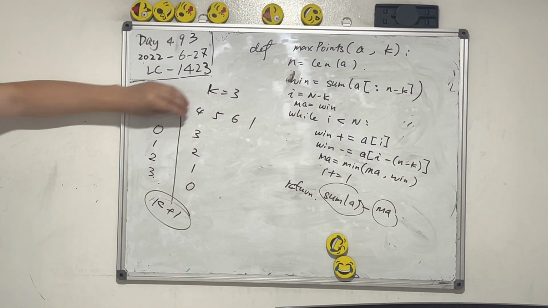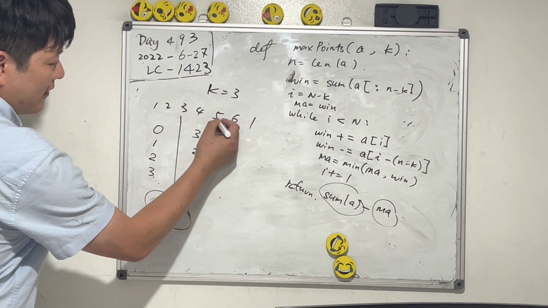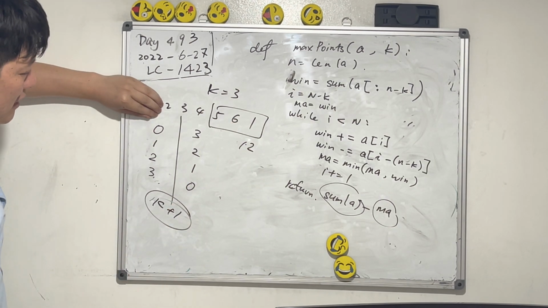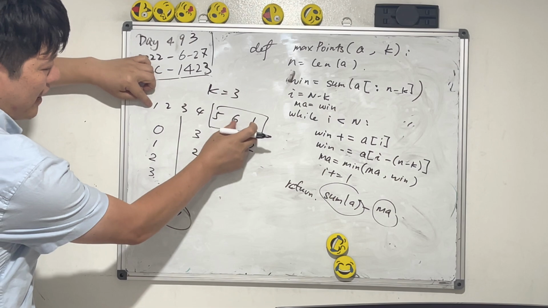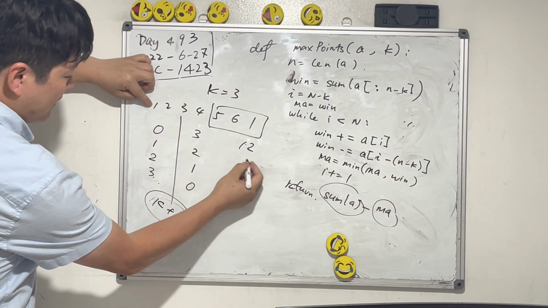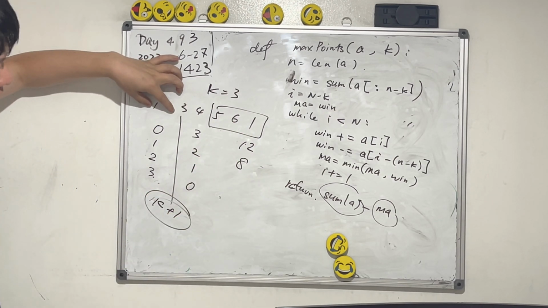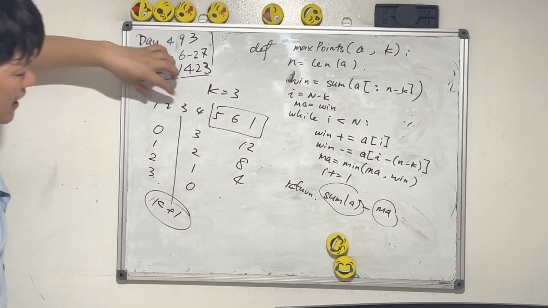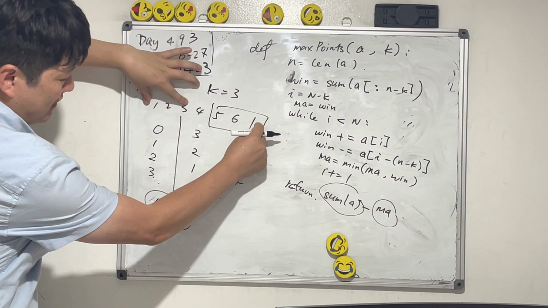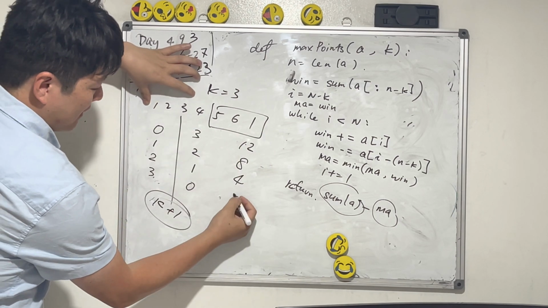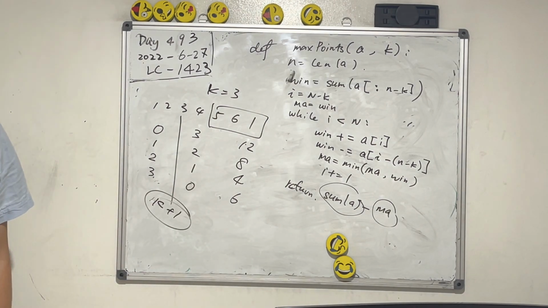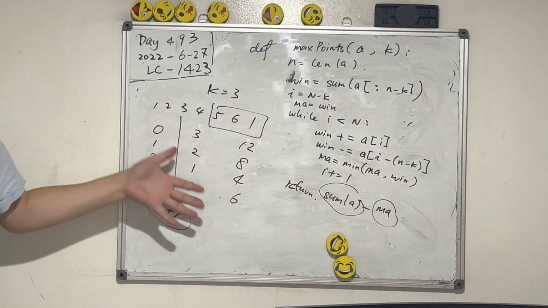0 numbers from the beginning, 3 numbers from the end. So what's the sum? 12. 1 number from the beginning, 2 numbers from the end. What's the sum? 1 plus 6 plus 1, 8. 2 numbers from the beginning, 1 number from the end. 1 plus 2 plus 1, 4. 3 numbers from the beginning, 0 numbers from the end. 1 plus 2 plus 3, 6. So we just pick the maximum, which is 12. Got it? This is more straightforward, am I right?